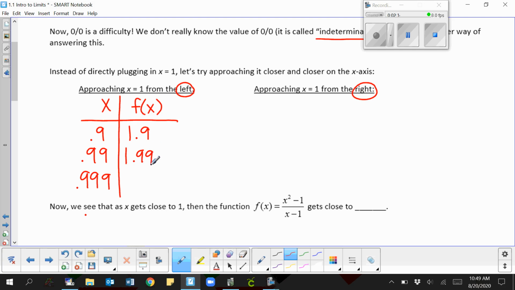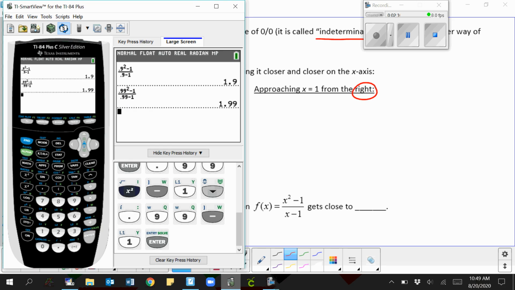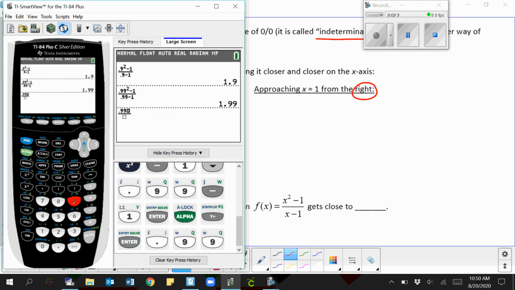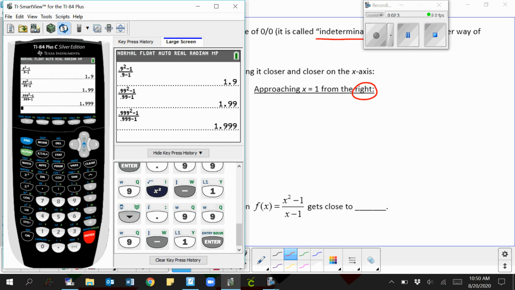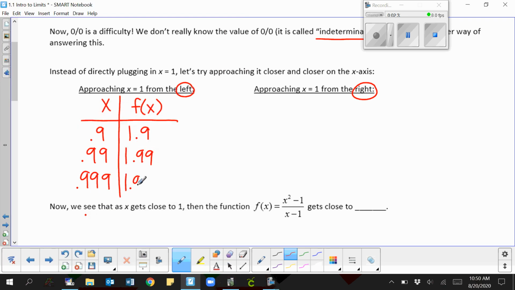And the same thing again with 0.999. And this time it gives me 1.999. So you can see that as our x values are getting closer and closer to 1, our f of x values are getting closer and closer to 2. So now we're going to do the same thing, but going from the right.